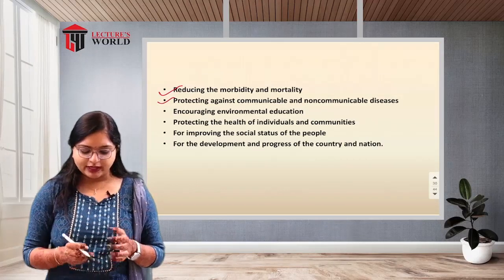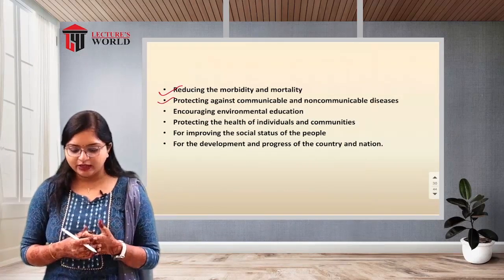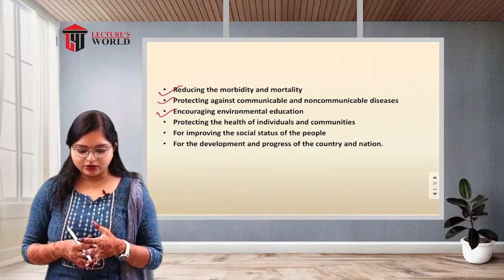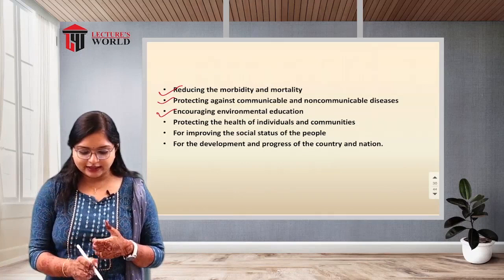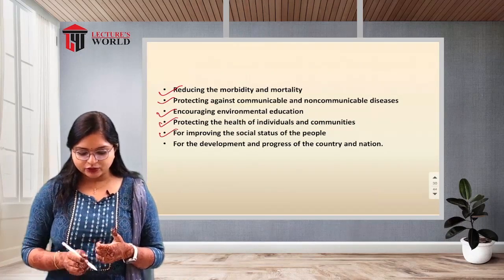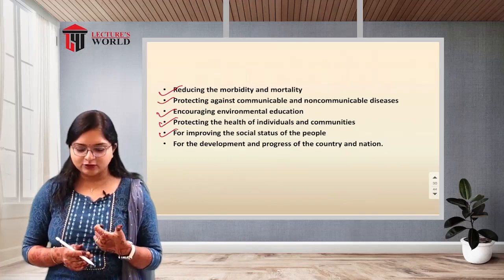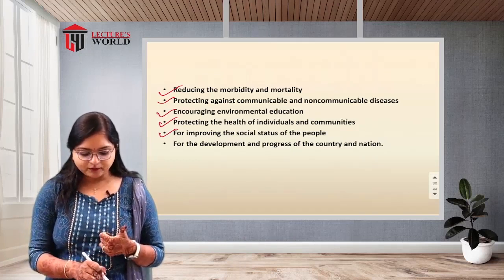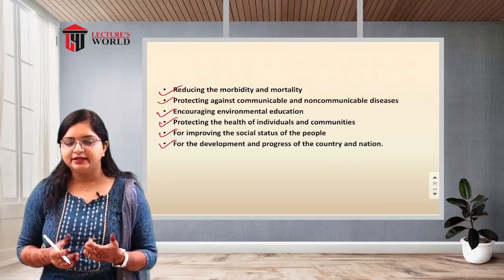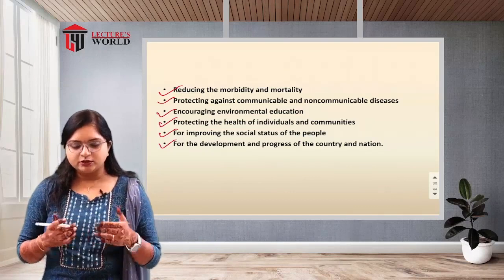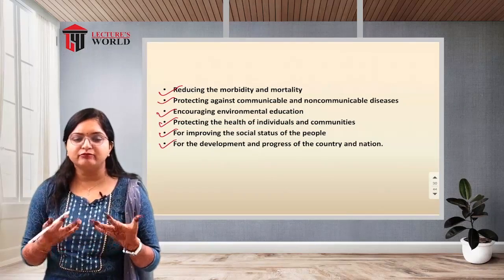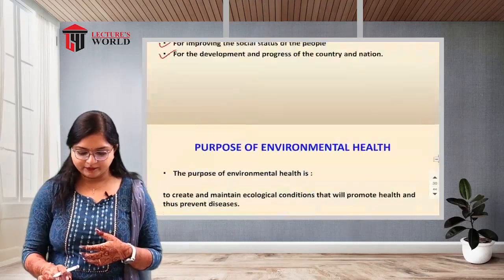Next one is protecting against communicable and non-communicable disorders. Next is encouraging environmental education. Next is protecting the health of individuals and communities. Next, for improving the social status of the people, which is related to the social environment. And the last one is for the development and progress of the country and the nation, which is our ultimate goal. So these are the points why the environment is important for healthy living.